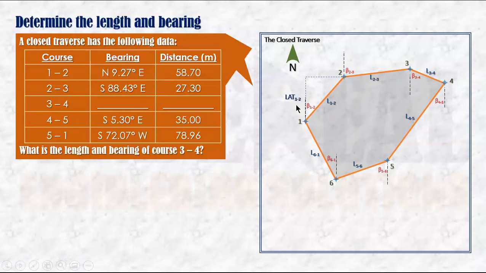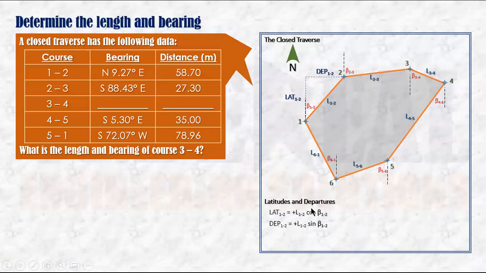Etong projection sa north and south direction of a course is the latitude. And the projection naman along the east-west direction is called as the departure. So these are the latitude of course 1-2, the departure of course 1-2. And if we're to calculate them, the latitudes and departures, we know them already, diba? The latitude is equal to the length and cosine of the bearing, and the departure is equal to the length and sine of the bearing.